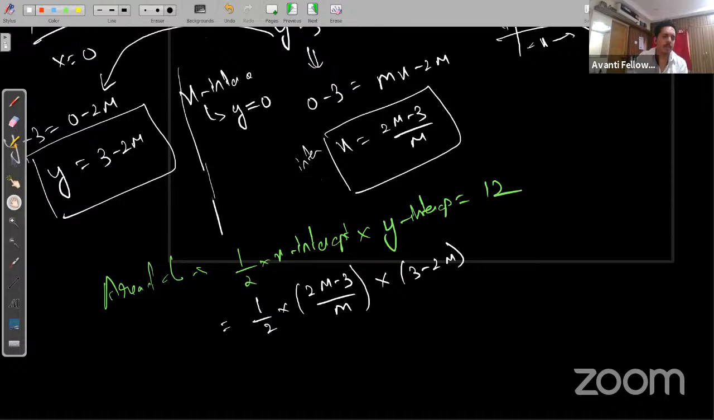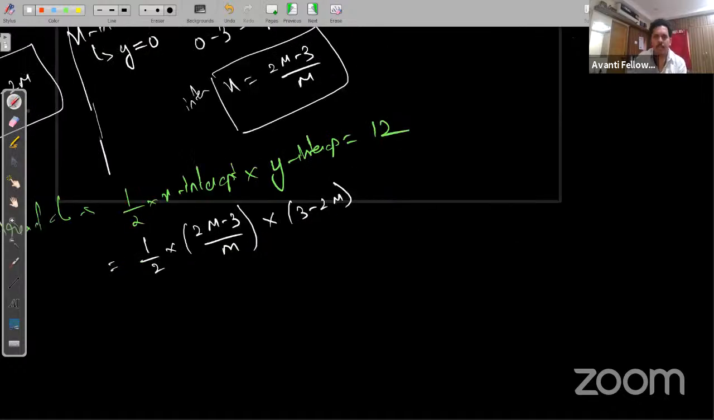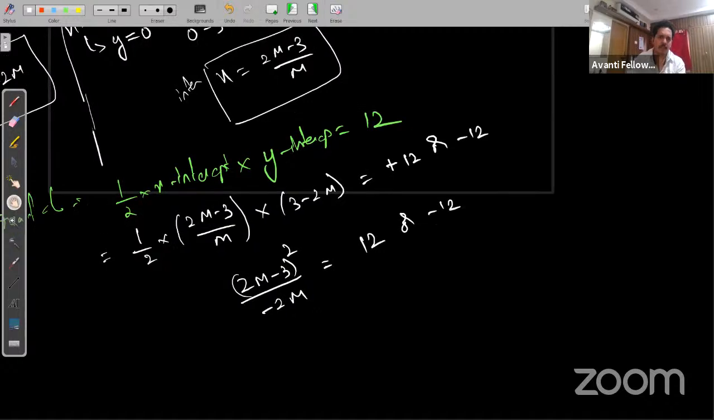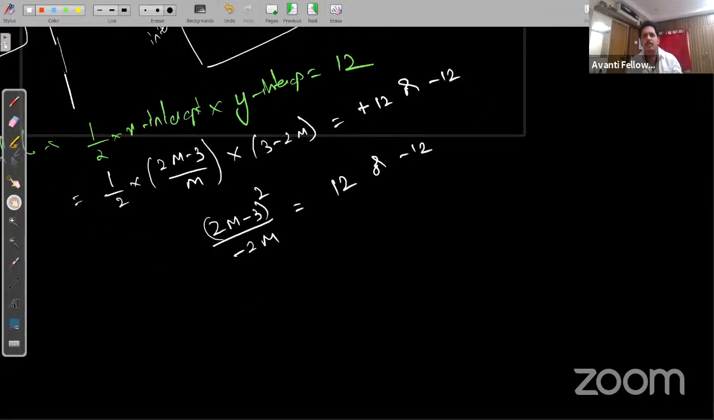Here you have to be very careful because the area he has given could be plus 12 or it could be minus 12. For plus 12 you'll have some m values, for minus 12 you'll have some m values. If I take plus 12, what is happening? I'm just simplifying it, guys: (2m minus 3) whole square by minus 2m is equal to 12 or minus 12, right?